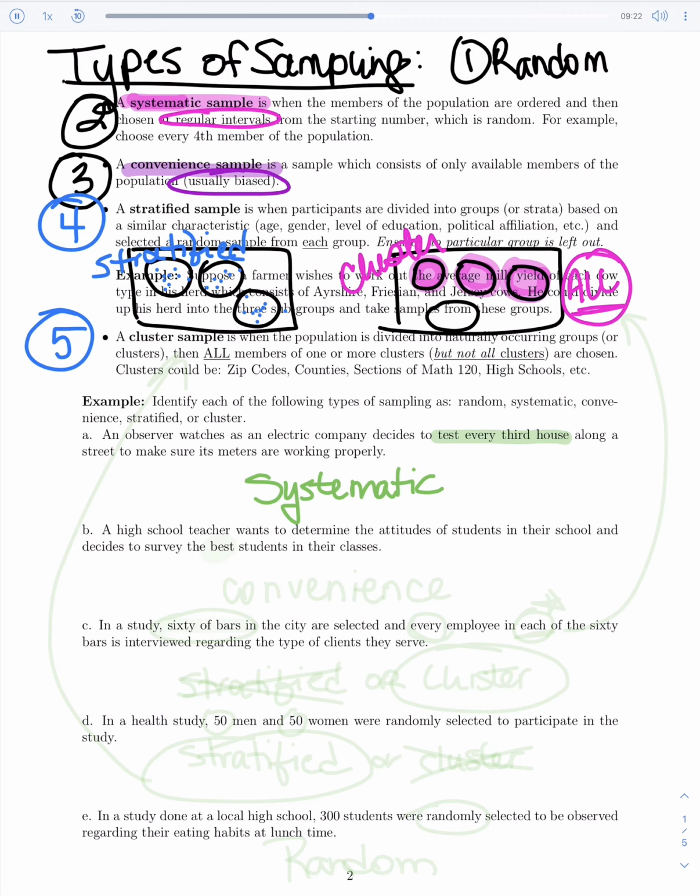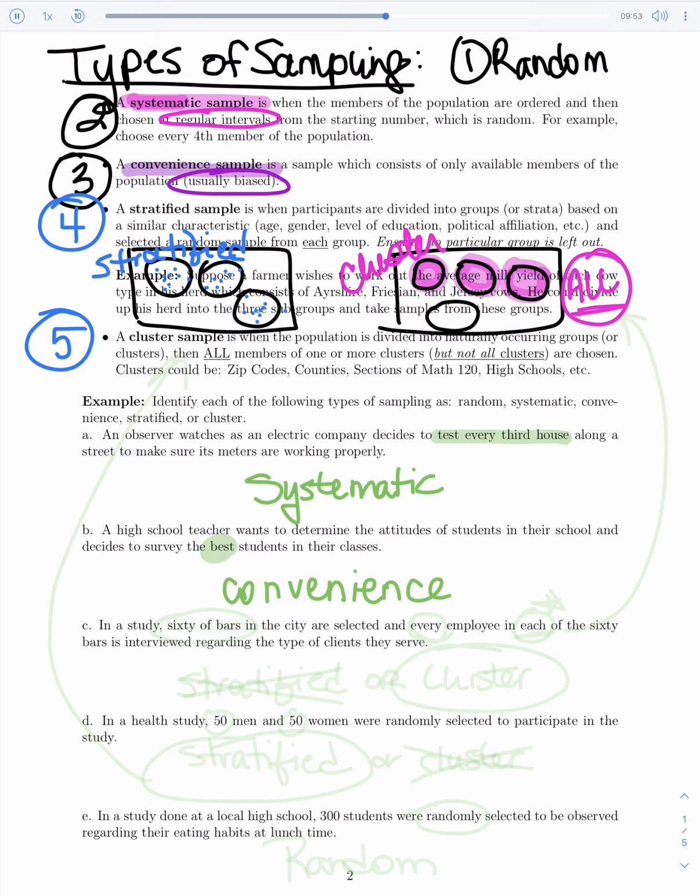Next one. A high school teacher wants to determine the attitudes of students in their school and decides to survey the best students in their class. Well, they are being very picky because they're only doing their best students. So that's not even random. That is just convenient to them. They'll probably get the results and answers they want. So we're going to call this a convenient sample.